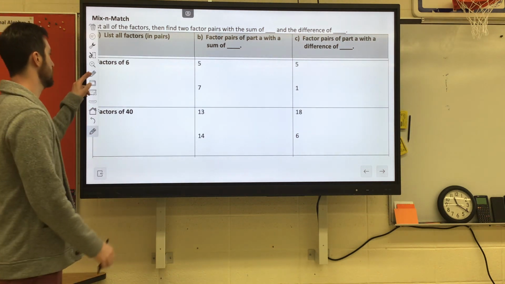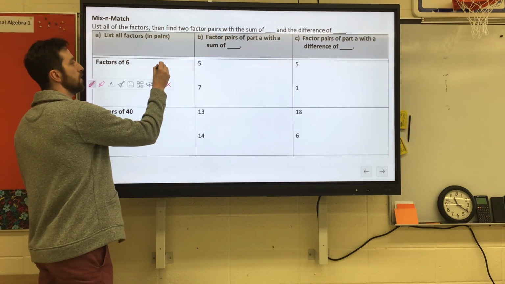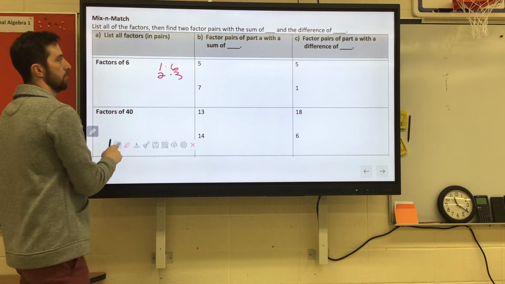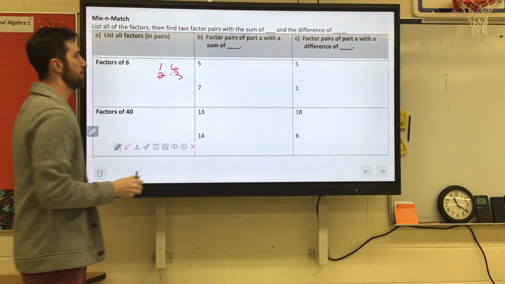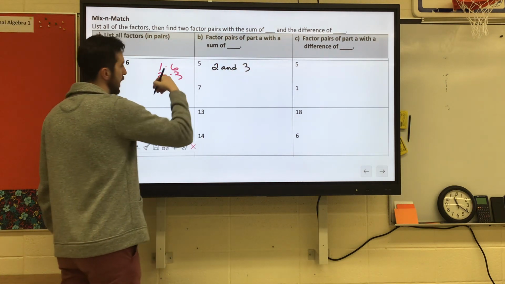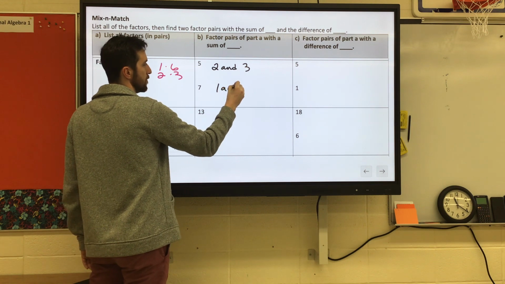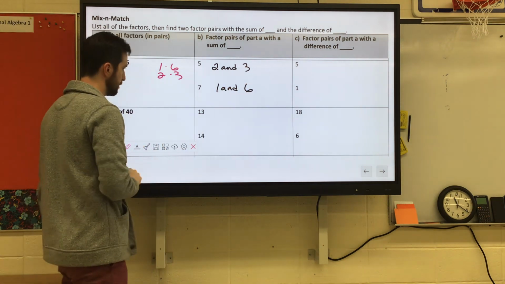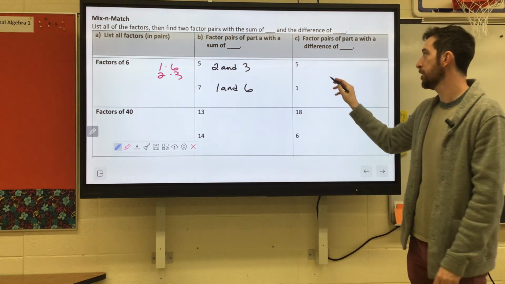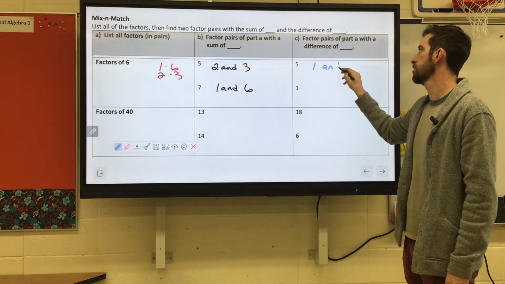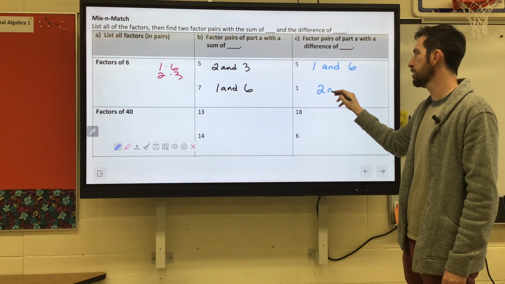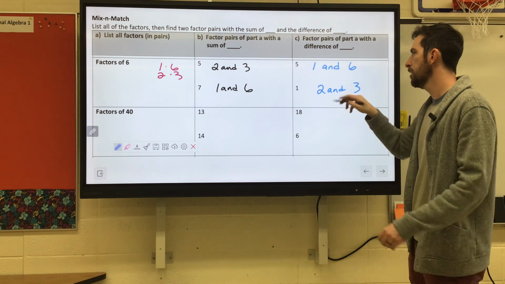Factors of 6, we listed those earlier. It was 1 and 6 or 2 and 3. Which ones add up to 5? That'd be the 2 and 3. Which ones add up to 7? 1 and 6. Which ones have a difference of 5? 5 apart from each other, that would be 1 and 6. Which ones have a difference of 1? 1 apart from each other, 2 and 3.